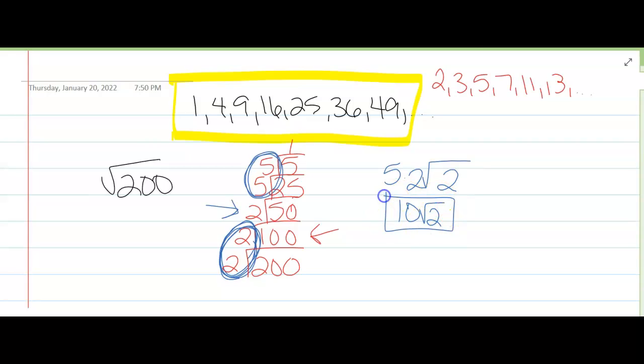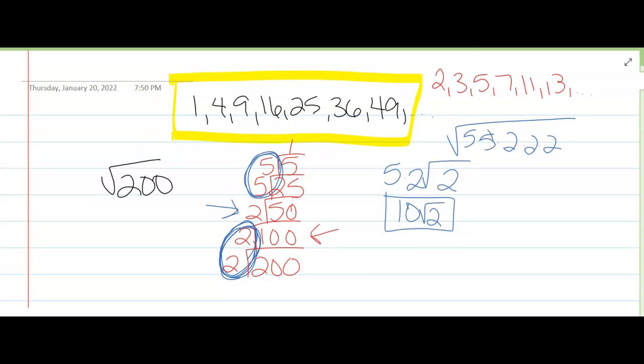5 times 2 would be 10 square roots of 2. Now the reason why this works, if you were to take all of these numbers and multiply them together under the radical sign, 5 times 5 times 2 times 2 times 2, okay, multiply those together, we kind of already established it, you get 200.